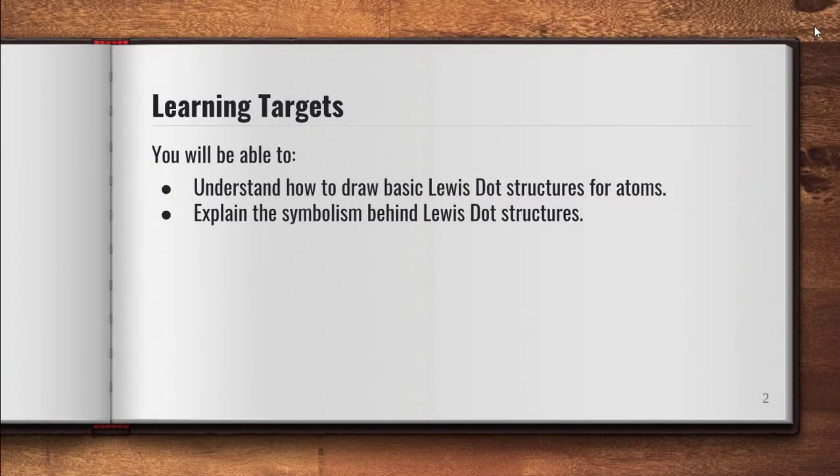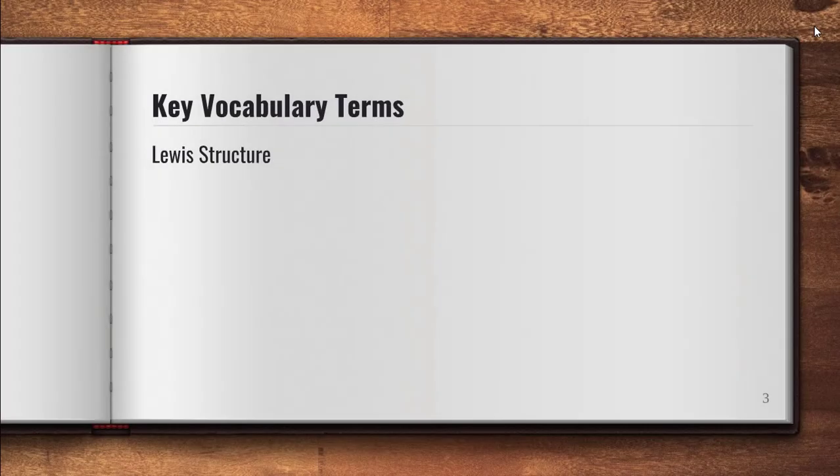The learning targets for this particular video: you will be able to understand how to draw basic Lewis dot structures for atoms and explain the symbolism behind the Lewis dot structures. So remember, we are building visual representations of atoms. We're taking a look at what they have in terms of the number of valence electrons, as well as eventually how they chemically bond, their shapes, and how that dictates their behavior with other atoms and molecules in a solution or mixture. There's one key vocabulary term for this particular video, and that is Lewis structure.